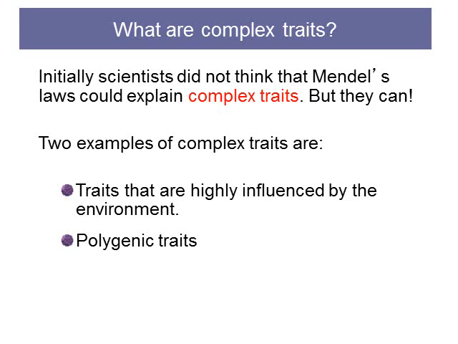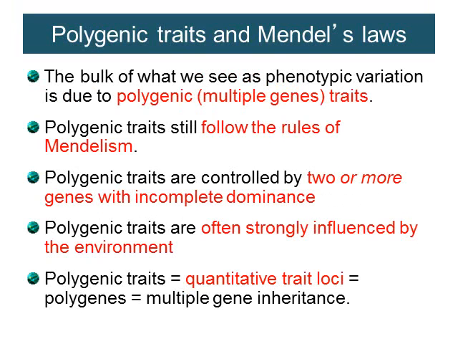Initially, scientists did not think that Mendel's laws could explain complex traits, but they can. Two examples of complex traits are traits that are highly influenced by the environment, which we talked about already, and polygenic traits. But those kind of end up blurring together. The bulk of what we see as phenotypic variation within a single species is the result of polygenic traits.